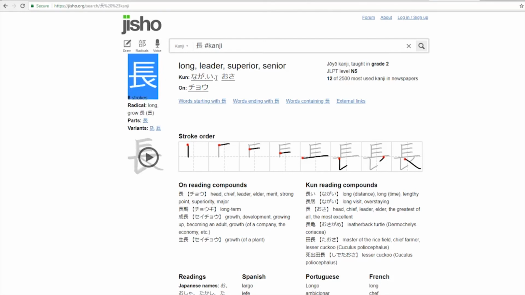It's going to have the kunyomi of nagai, and it's going to have the onyomi of cho. I forgot. T always goes ch when it's mixed with the Y. I gotta think of the katakana.